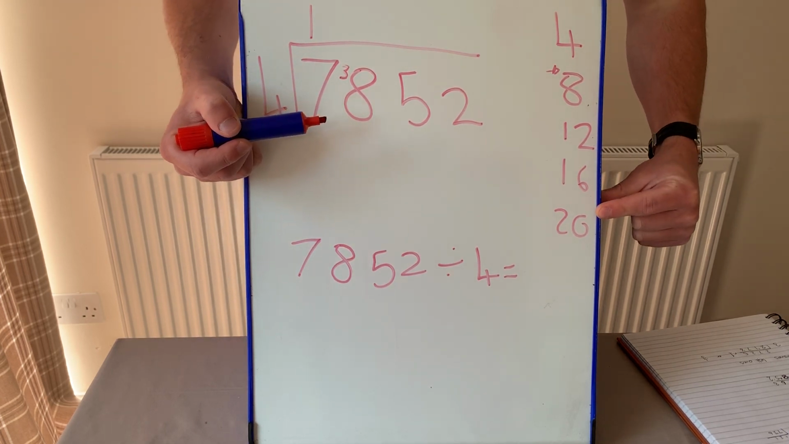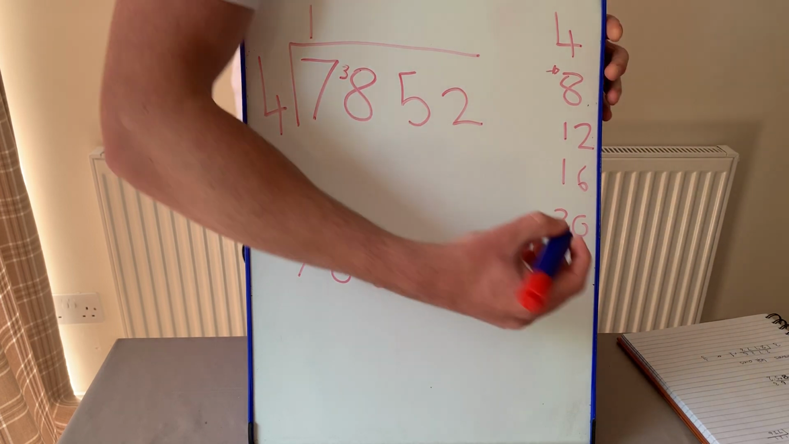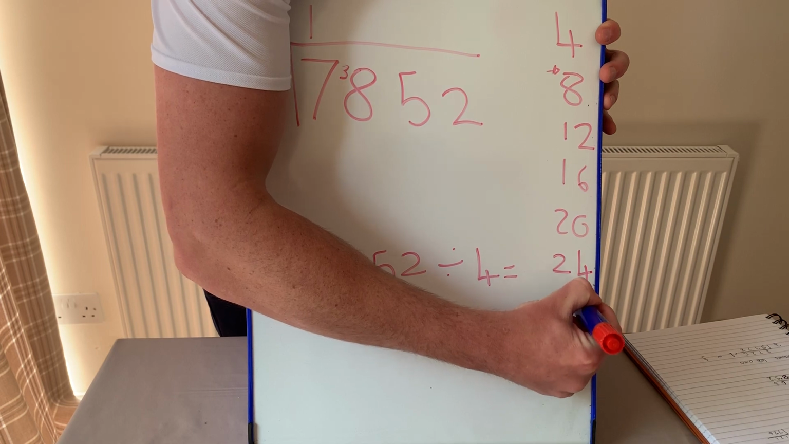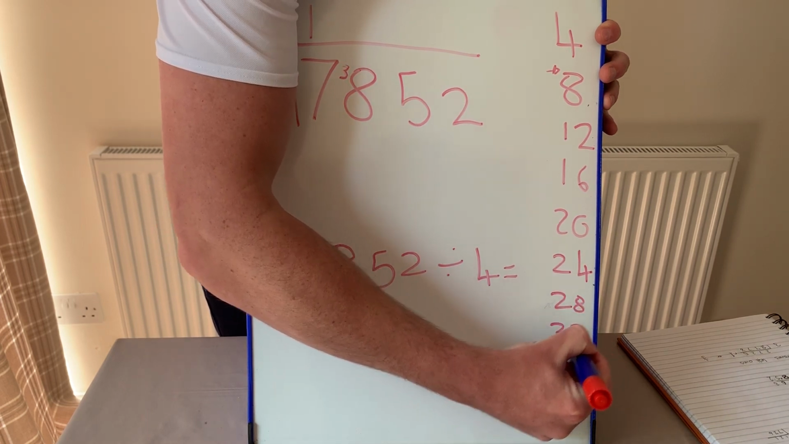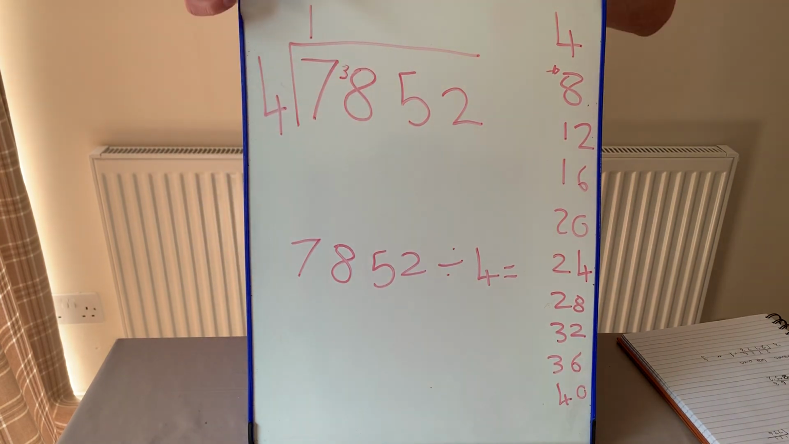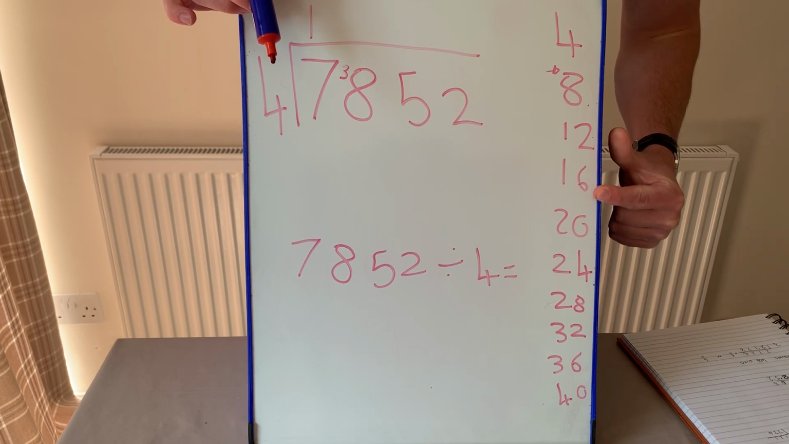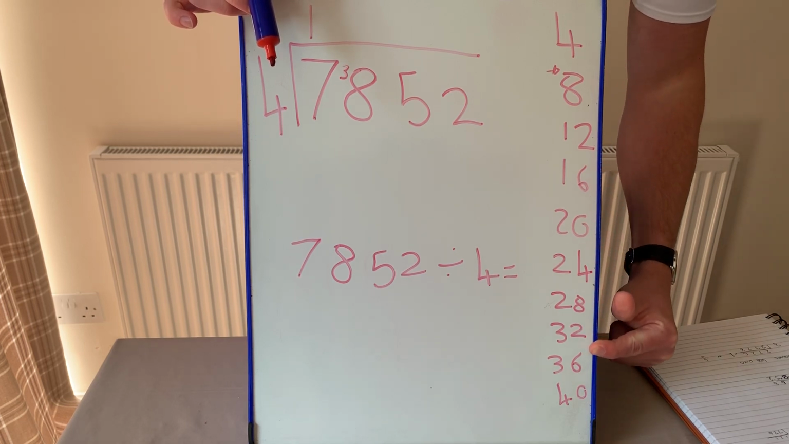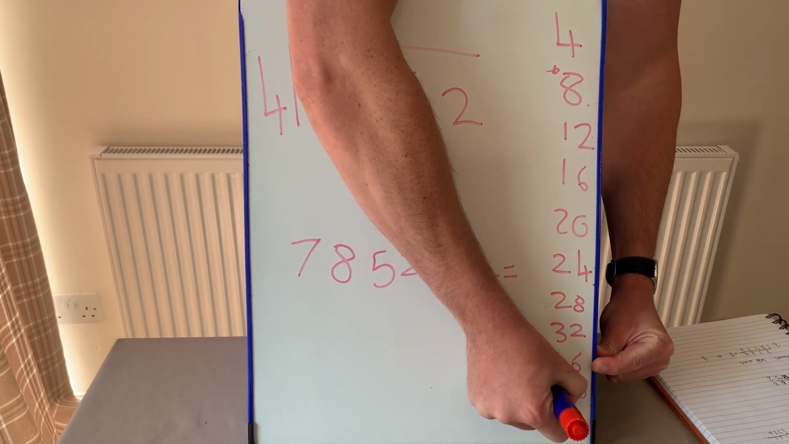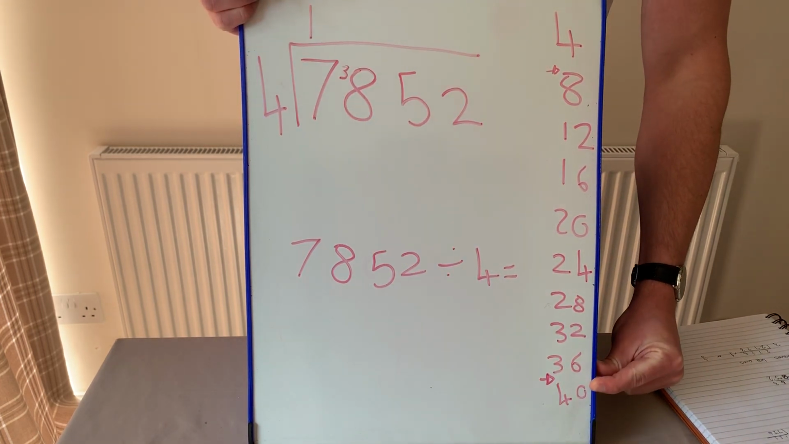Oh no, my times table isn't big enough. So what I'm going to have to do is quickly fill that in. So 24, 28, 32, 36, 40. So 38 is bigger than all of these. It's not quite as big as 40. So it's bigger than 36, but it's not quite as big as 40.